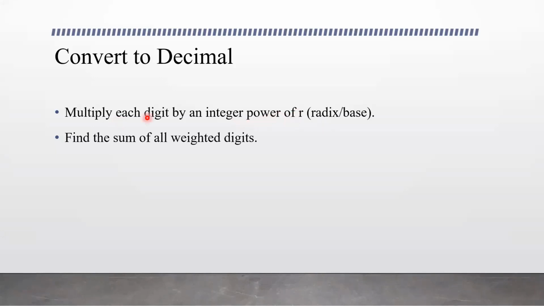We multiply each digit by an integer power of r. So if the digit is 1 in the 0th position, we write 1 into r power 0, and if it is in the first position, we write 1 into r power 1, and for the second position, r power 2. We multiply, and then the second step is the sum of all the weighted digits. We multiply and add up all these digits, so we get the decimal number. The result we get is the decimal number. Let me explain this with an example.